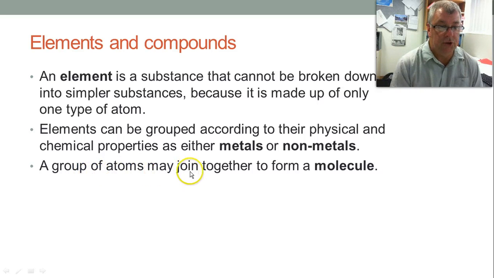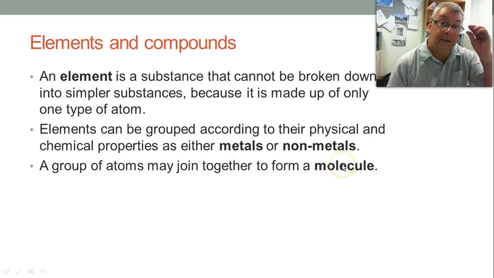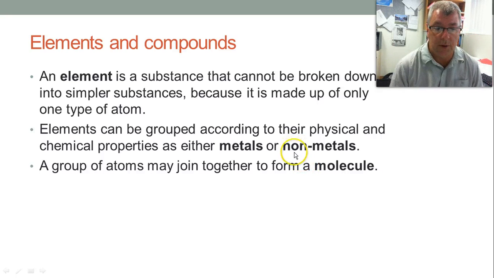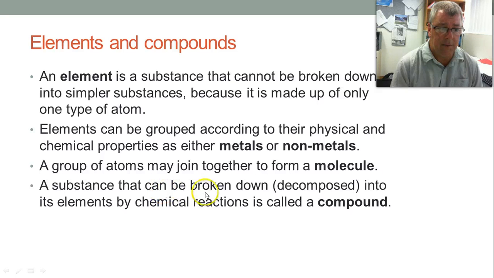Now a group of atoms may join together to form a molecule. A classic example that we might use is water, H2O, where you have three atoms joining together, two hydrogens and an oxygen, and we call that a molecule. A substance that can be broken down or decomposed into its elements by chemical reactions is called a compound. So it would have a chemical formula, and to break it apart we need to do a chemical process. That is different from a mixture, which we'll talk about later. Water, for example, is a chemical compound because to break the hydrogen and oxygens apart you've got to do some special things to it.